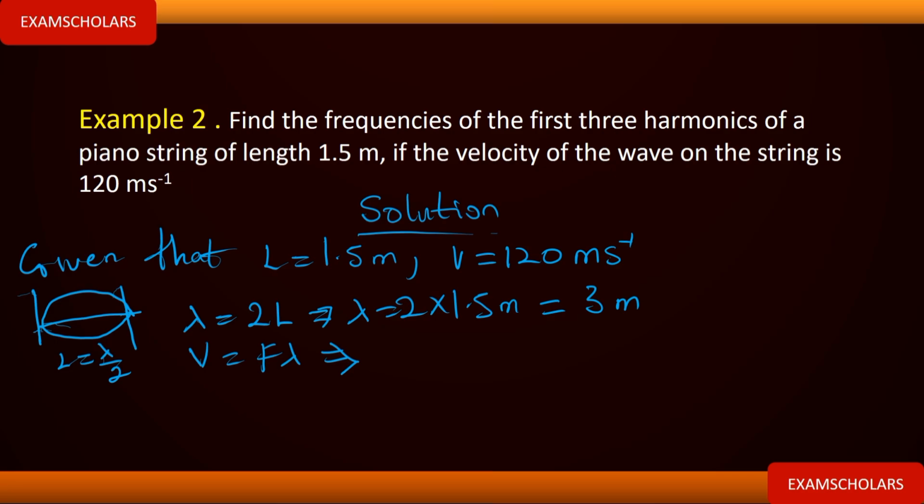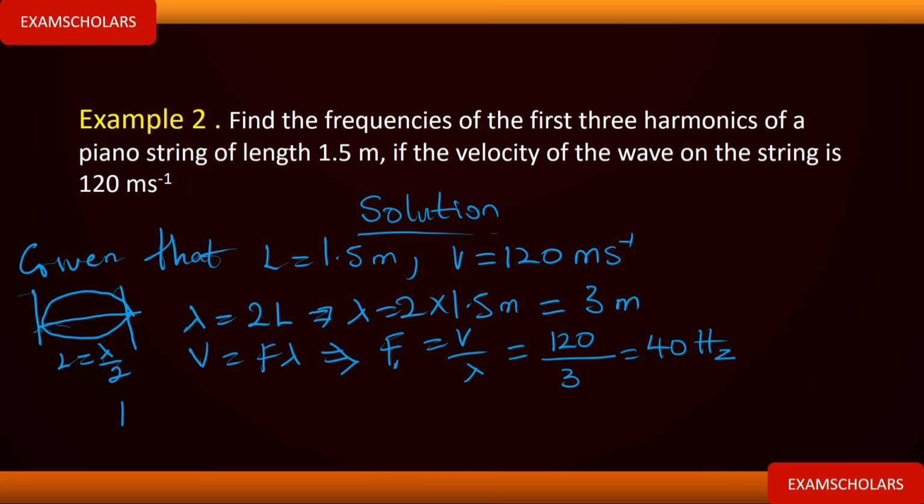Making frequency the subject of the formula, frequency now is equal to what? V over lambda. So put in the values. What is your V? 120 divided by, what is lambda? 3, and that is 40 hertz. What frequency do you find now? This is the fundamental frequency, F1.